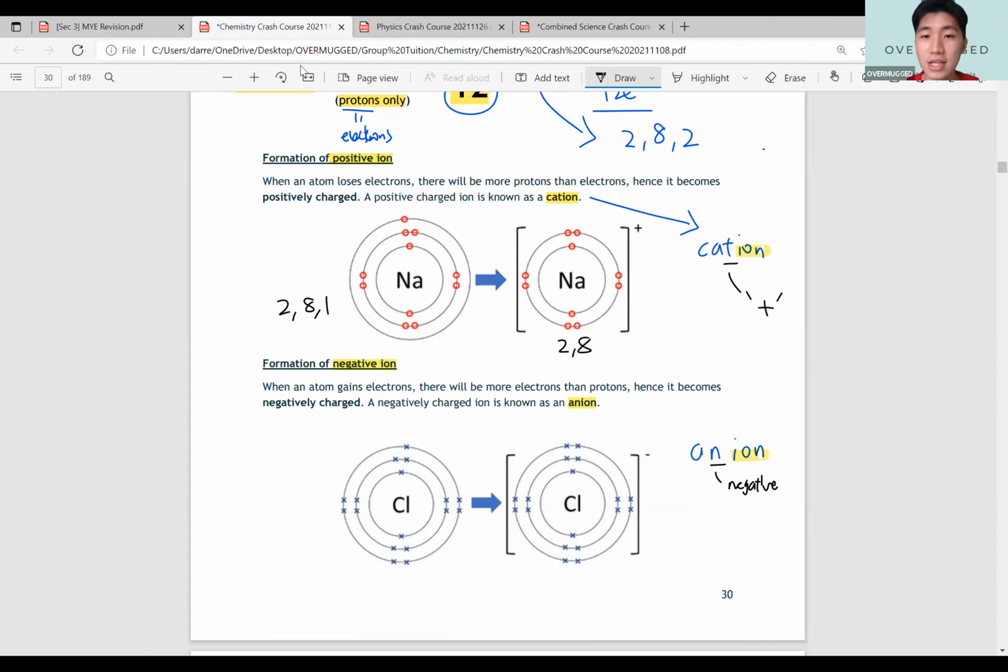And in that process, because it gave away an electron, there will now be more protons than electrons, right? Previously, how many protons, how many electrons? Previously, there were 11 protons, 11 electrons. But when I gave away 1 electron, I have 11 protons and only 10 electrons. So if I have more protons than electrons, my charge becomes plus. So normally when an atom loses electrons, there are more protons than electrons, and it becomes positively charged.